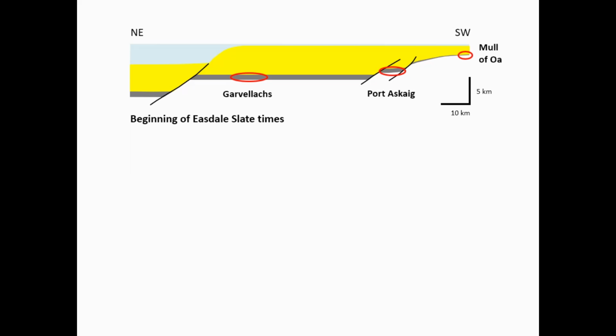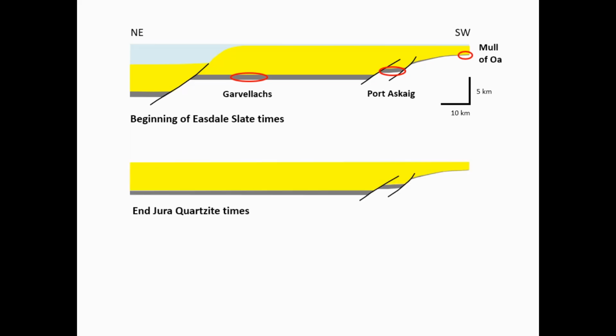If we mentally backstrip this picture to get rid of the Easdale Slate Basin and give us a picture in late Jura quartzite times, it may have looked like that. In other words, the Jura quartzite was much more extensive. And the Garvellachs is nowhere near a basin edge. It's right in the middle of the basin. It's not affected by any sort of complicated tectonics. But maybe the Port Askaig area was.